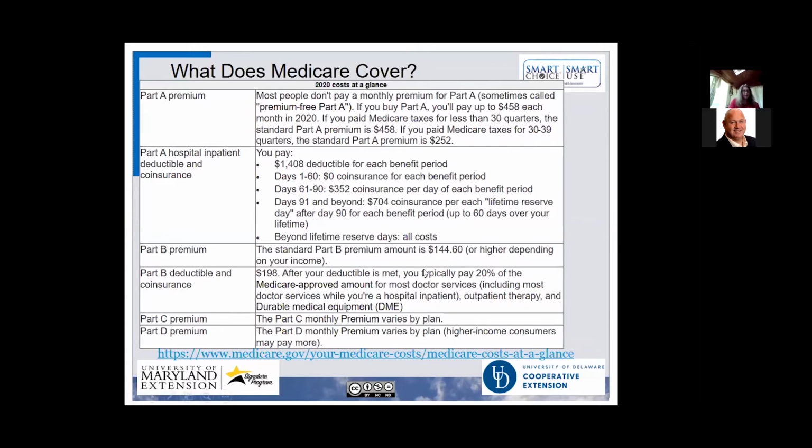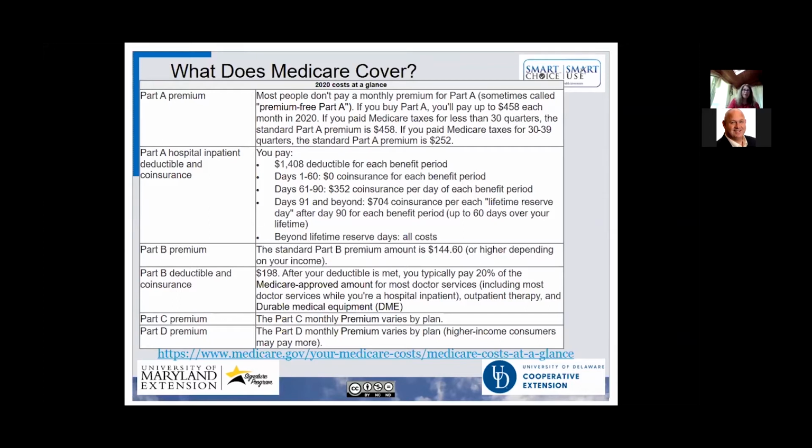This chart can be very helpful. For Part A, most people, and I sent by email a chart, and we'll get to that, Medicare costs at a glance. So we will talk about that, and this will help. This is just a little bit of that chart, but it highlights some of the basic pieces of information that are important to know.